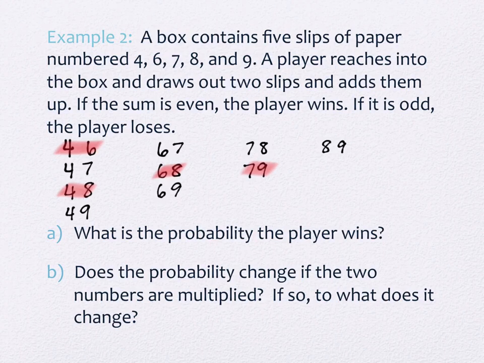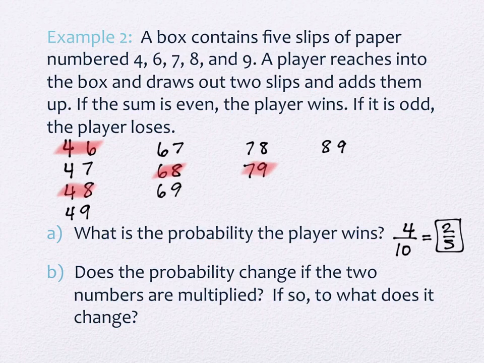4. But how many options are there? We didn't count before. There were 10. Now, anytime we end up with a probability in fraction form here, we're going to make it in reduced form, just like we did back in chapter 6. That's not going to be any different. 4 and 10 will reduce to what? 2/5. So we have a 2/5 probability of winning.